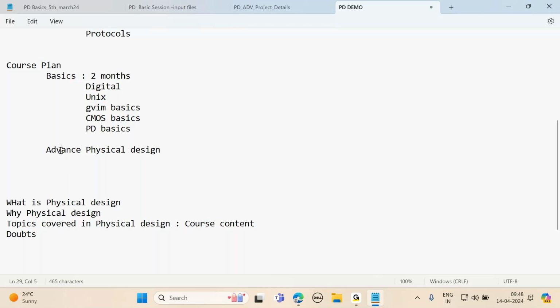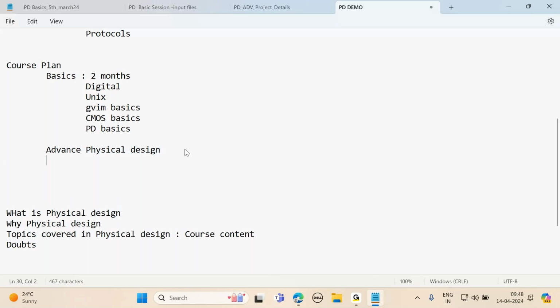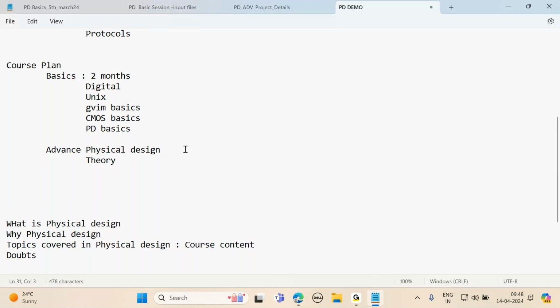See, in advanced physical design, we discuss all the concepts of physical design, theory and lab. In lab, we do 2 projects. Industry level projects we do. Right? So theory is done on weekends, Saturday and Sunday. It's for 3 hours. Saturday 3 hours, Sunday 3 hours. So theory is done. Then lab.